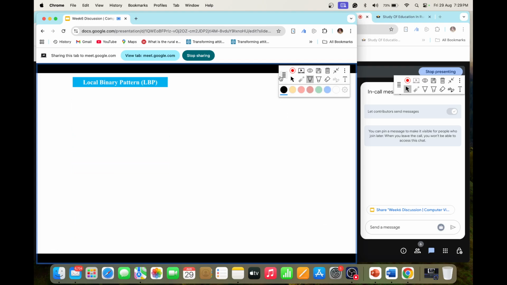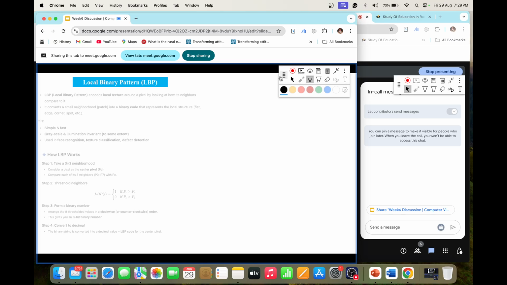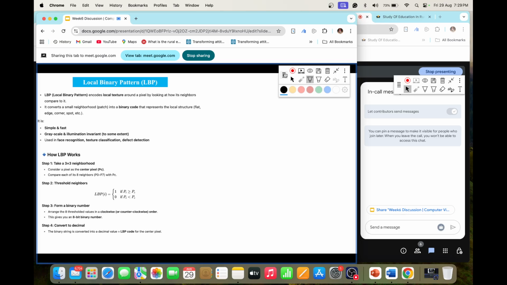The second texture descriptor is local binary pattern. This is important in terms of questions, which generally come from local binary pattern, including numerical questions. Local binary pattern encodes local texture around a pixel by looking at how its neighbors compare to it.